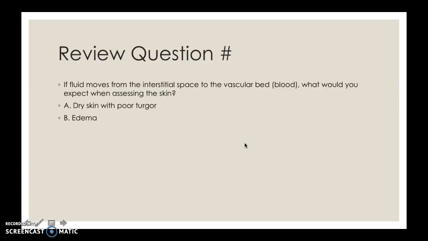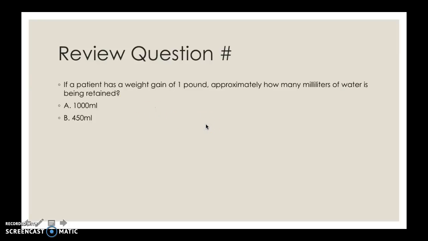If fluid moves from the interstitial space to the vascular bed, back into the blood, what would you expect when assessing the skin? Would you expect dry skin with poor turgor or edema? If fluid is moving out of the interstitial space into the vascular bed, you would expect dry skin with poor turgor. If a patient has a weight gain of 1 pound, approximately how many milliliters of water is being retained? So remember, 1 liter of water equals 1 kilogram of weight. So if you gain a pound, that's half a liter, so that's 450 mLs.